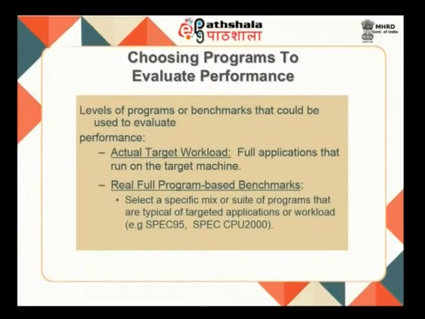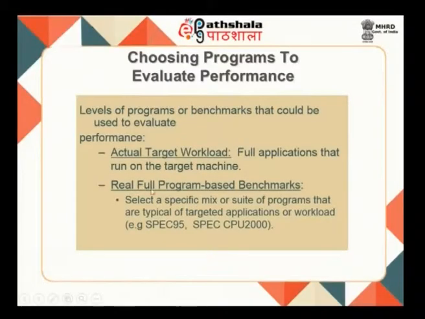Now, how do you choose programs to evaluate performance? The programs that constitute your benchmark suite should be of different classes. Do you look at programs which constitute the actual target workload? That is, full applications that are actually going to be run on the target machine. The second case is real full program based benchmarks, that is, selecting a specific mix or suite of programs that are typical of targeted applications or workload.